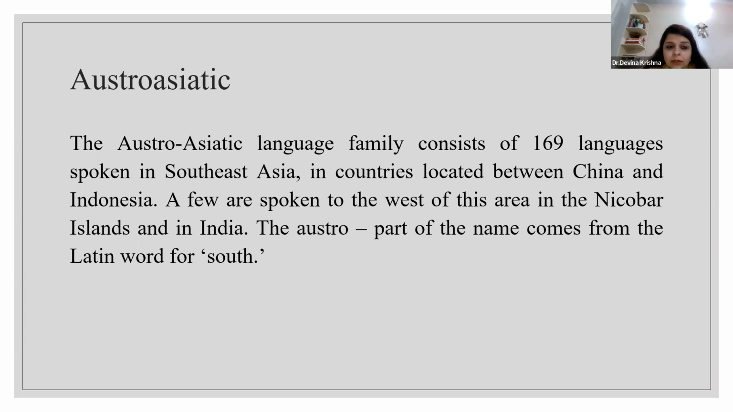Then we have another language family, which is the Austroasiatic. Now, the Austroasiatic language family consists of 169 languages spoken in Southeast Asia, in countries located between China and Indonesia. A few are spoken to the west of this area in the Nicobar Islands and in India. The Austro part of the name comes from the Latin word for south.